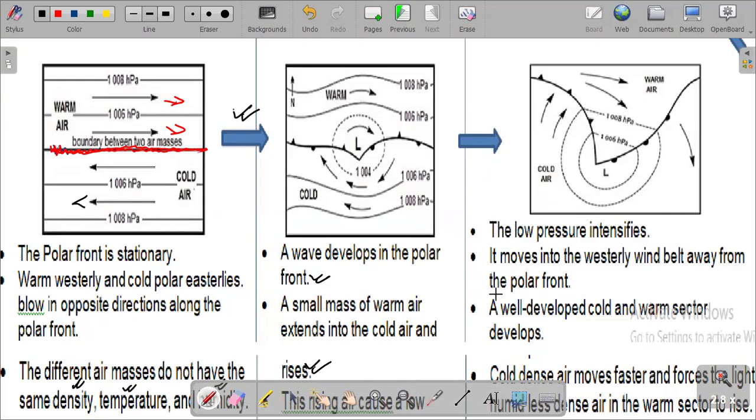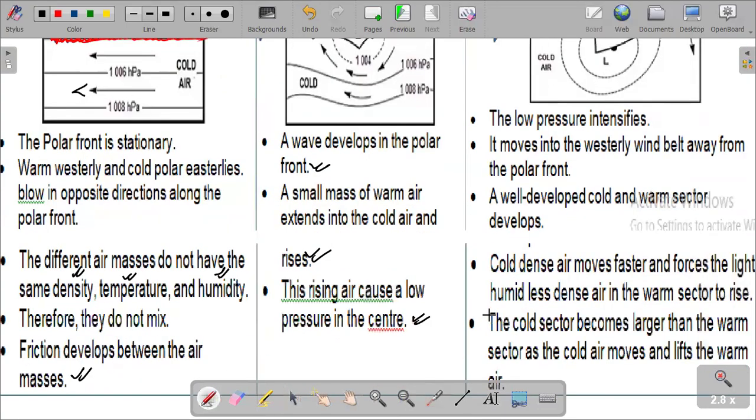So a small mass of warm air extends into the cold air, and then the air rises over it. The rising air causes the pressure to decrease. When air rises, pressure decreases because it is no longer in contact with the earth. Hence, the pressure decreases there, and the rising air establishes a center of low pressure that is developing.